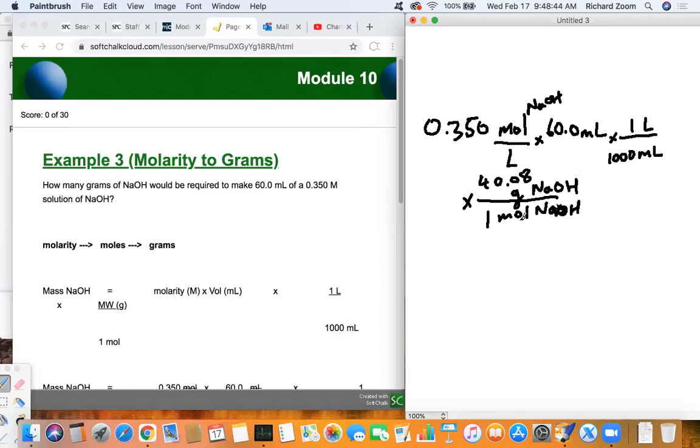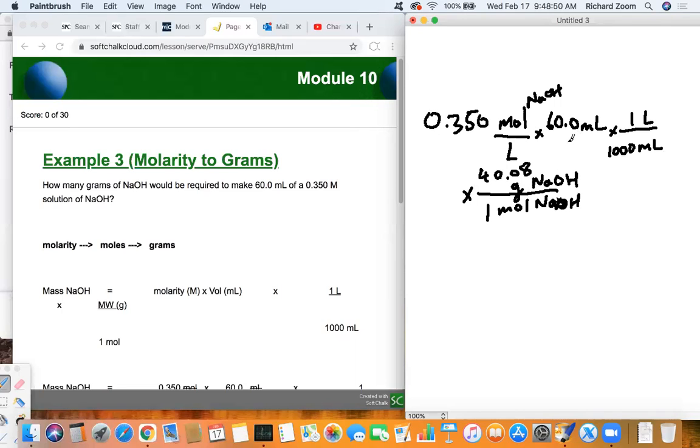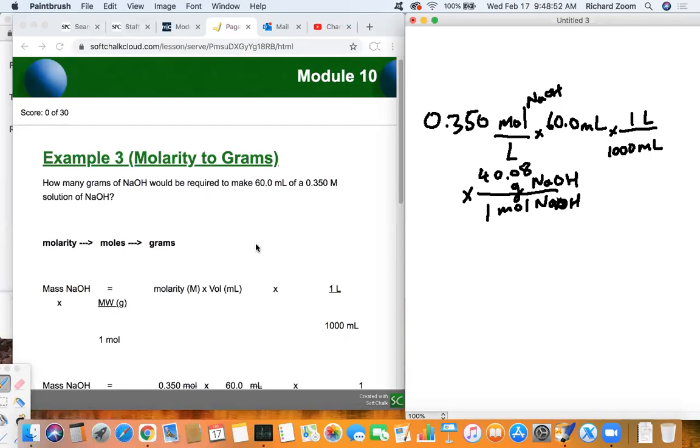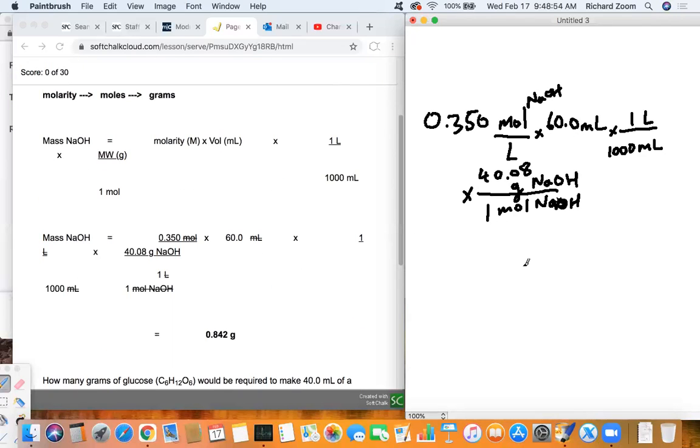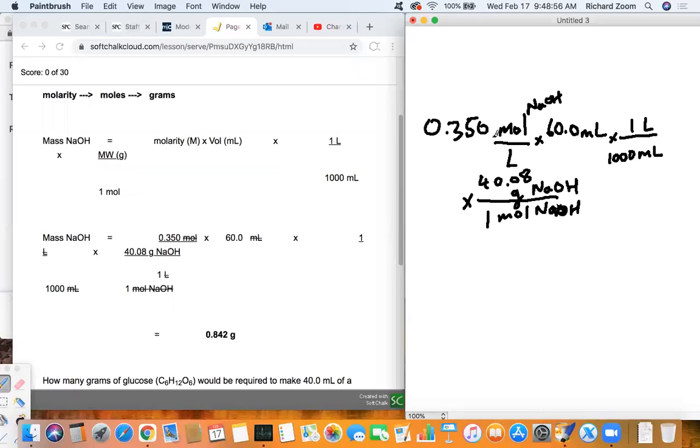And then that gives me my final answer, which would end up being 0.842 grams. And again, three sig figs, and we end up getting three sig figs in our answer. Does anybody have any questions?